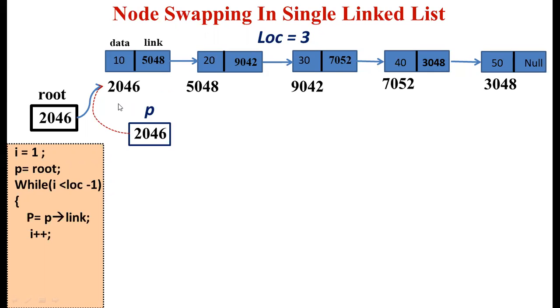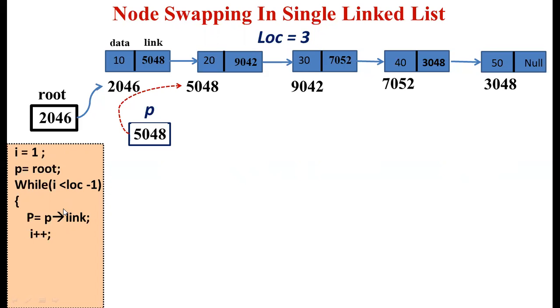So my 2046 will become 5048, so that the P will be pointing to this location. Then after that, I plus plus. So what will be the I value? 1 plus plus 1 is 2. Now 2 is less than location minus 1, 2 is less than 3 minus 1? Wrong. 2 less than 2 is wrong. So we come out of this particular while loop.